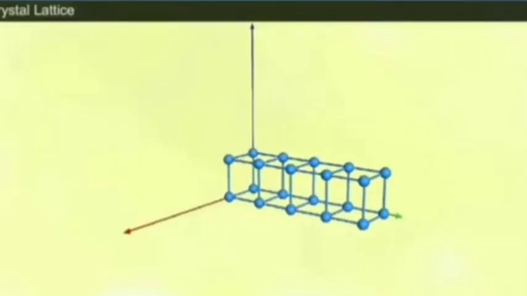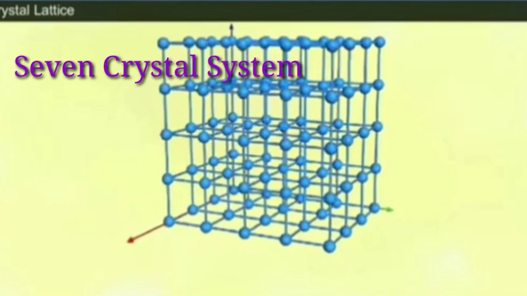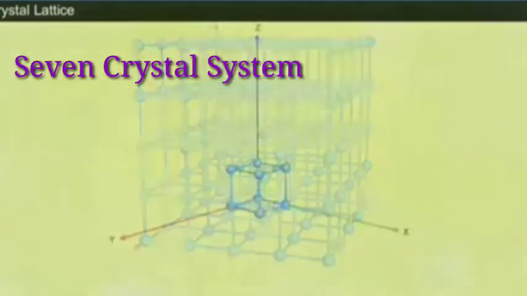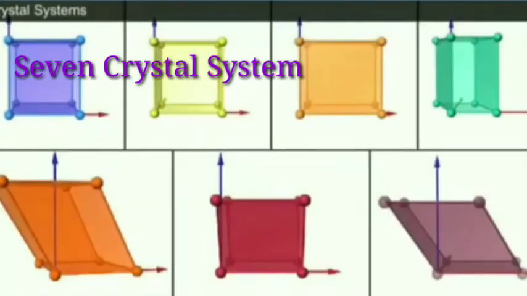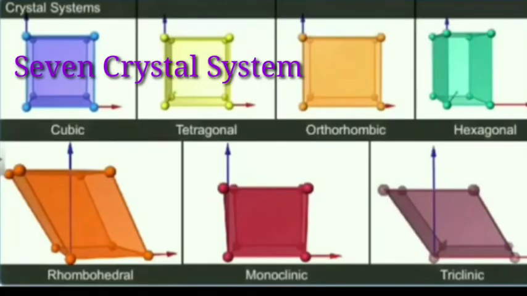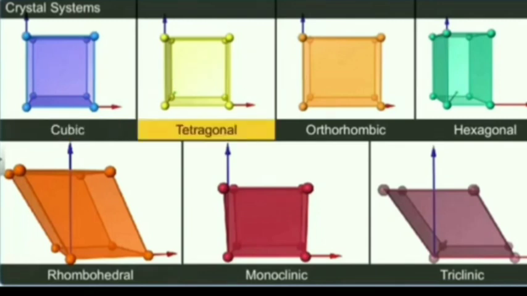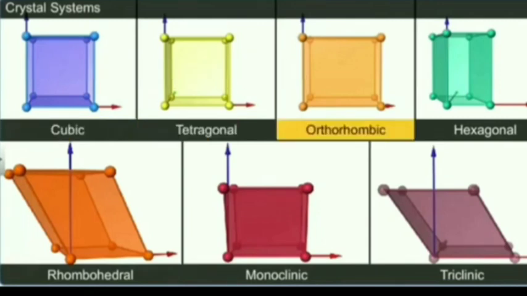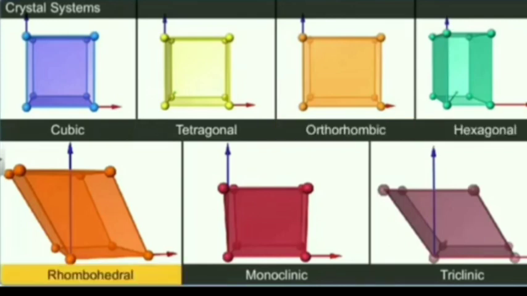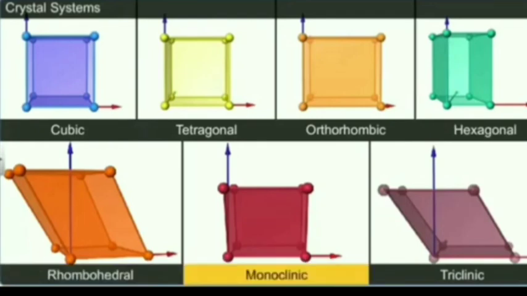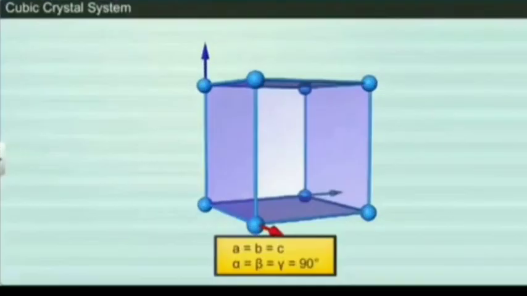Next, the three-dimensional crystal lattice is generated by the repetition of unit cells. Unit cells are characterized by 6 parameters: 3 edges a, b and c, and the angles between these edges, alpha, beta and gamma. Based on these lattice parameters, we have 7 popular crystal systems. First cubic, second tetragonal, third orthorhombic, fourth hexagonal, fifth rhombohedral, sixth monoclinic, and last triclinic crystal system. Now we can discuss them one by one.